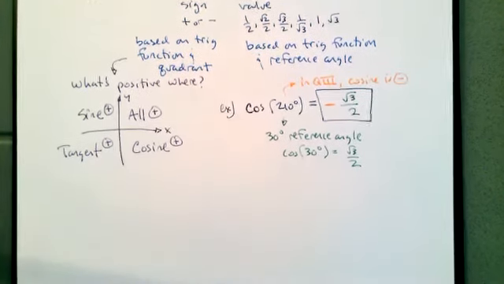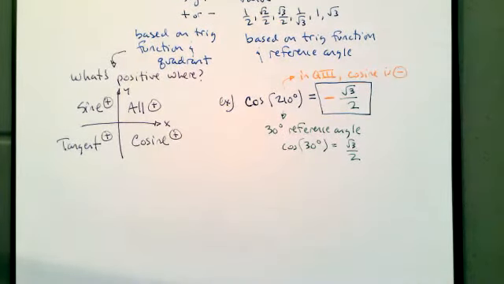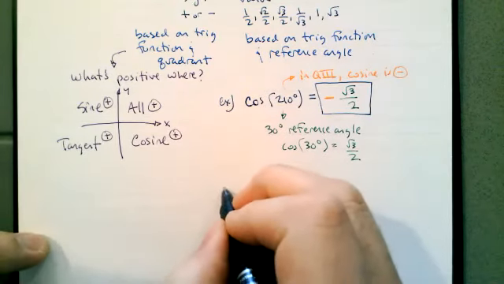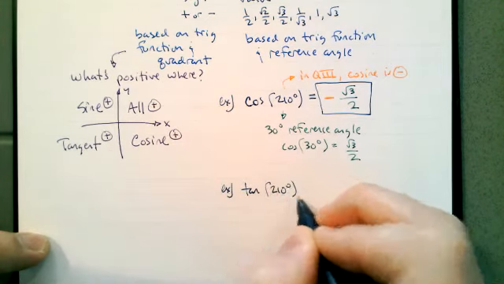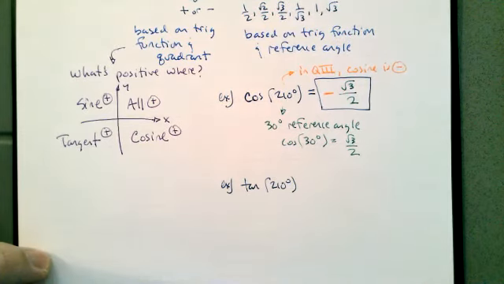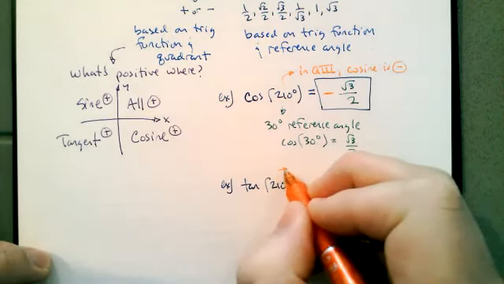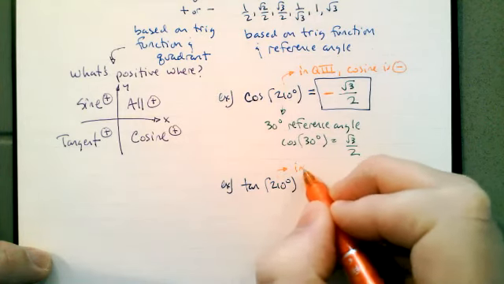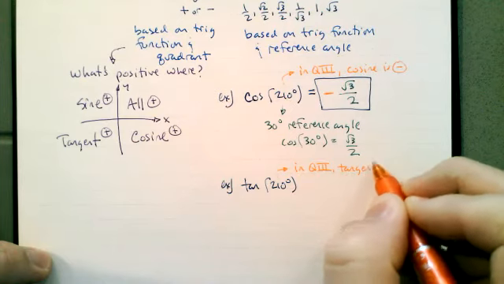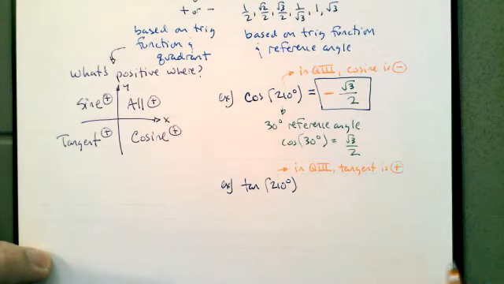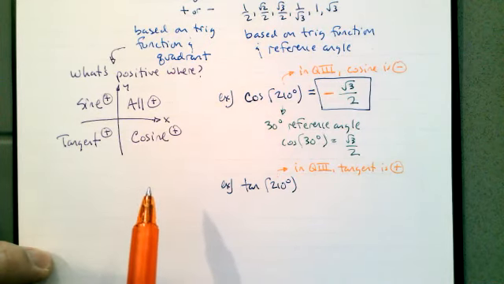Let's look at another example. Let's suppose that I wanted to figure out the tangent of 210. The exact value of the tangent of 210. We look at the 210 and we see that 210 is in the third quadrant, and in quadrant 3, tangent is positive. That's in my what's positive where. We'll get into why what's positive where is positive where it's positive.